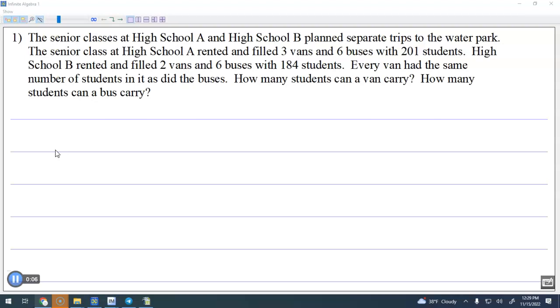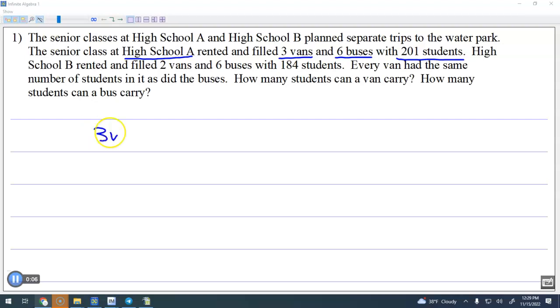Alright, so these are all going to be systems. It's just how do you go from the story problem to setting up the equations. So I'm going to do a couple of them for you, and I think you'll kind of get the idea. And then we'll see how it goes. But they give me in this one high school A, 3 vans, 6 buses, 201 students. And I can make an equation out of that.